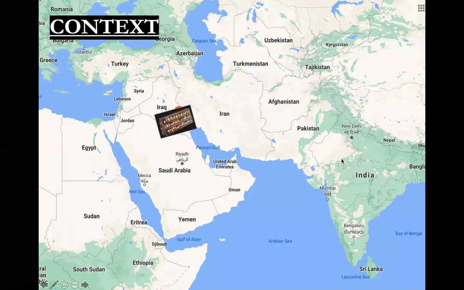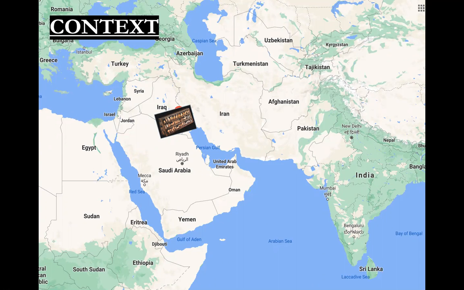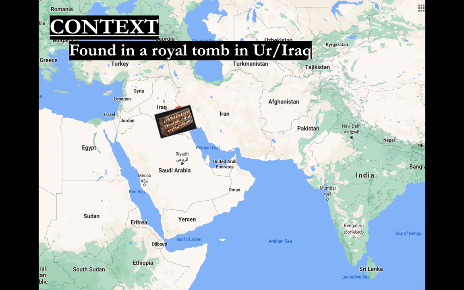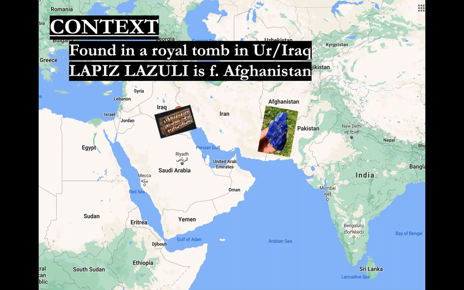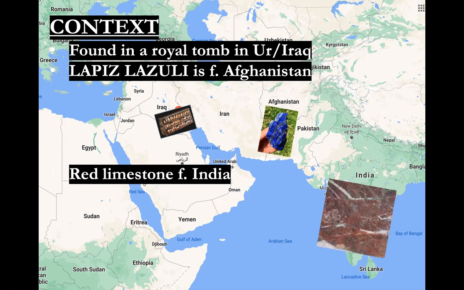All right, context, and we're almost done with this guy. We're going to do context and then function. So like I said, this is from Iraq. Found in a royal tomb. I think we already have that written down for our identifying information. The lapis lazuli, it's that blue stone. This is from Afghanistan. And then the red is a limestone that is from India.